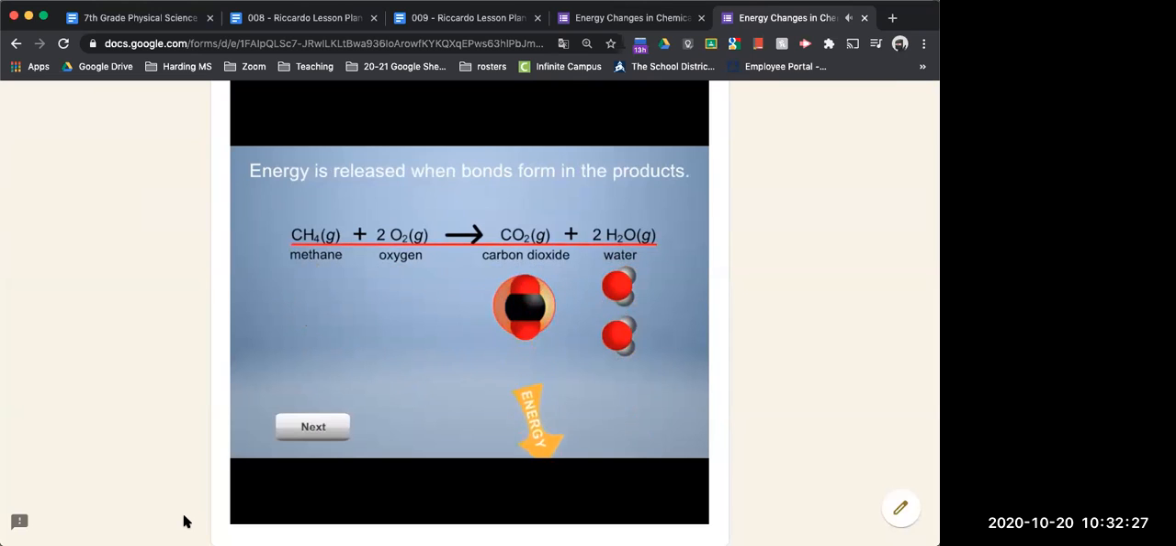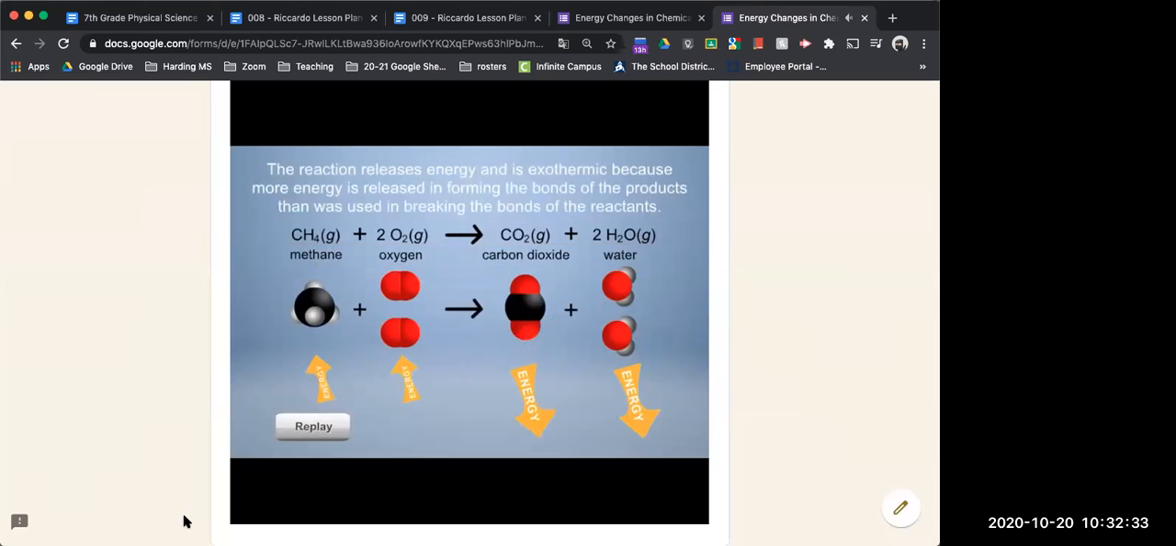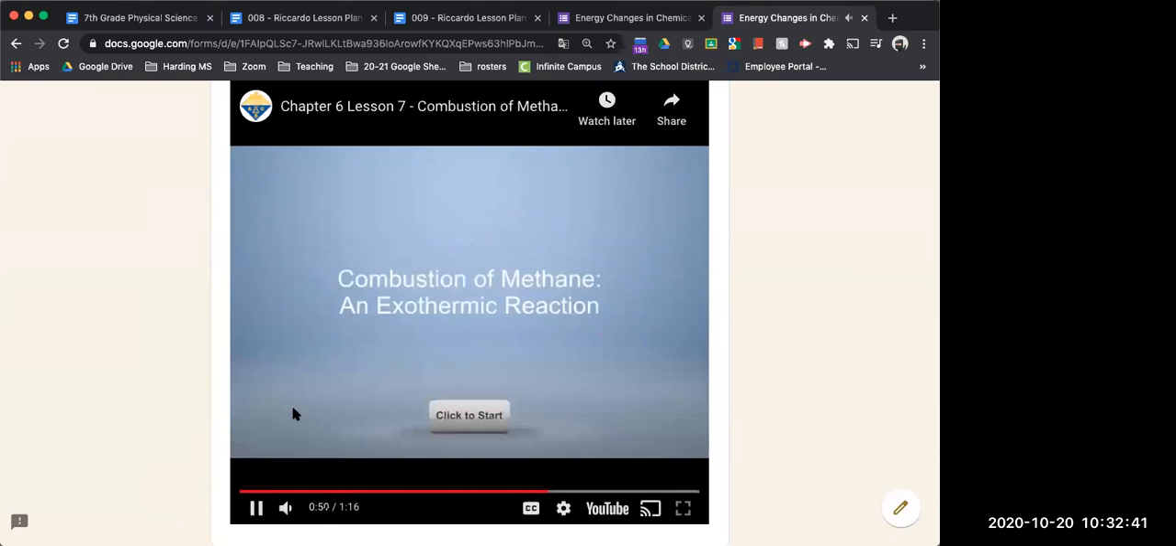In this exothermic reaction, more energy is released, and so the arrows coming out of the products are larger than the arrows going into the reactants. The energy that is released becomes heat, and the temperature increases. Let's watch this again.